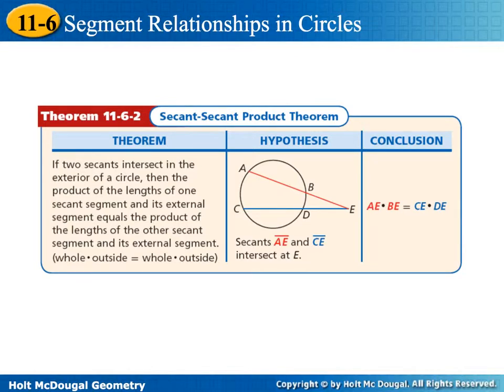So I've got AE is the whole length. I can take the entire secant segment, multiply it by the external secant segment, and set it equal to the other one times this external secant segment. And I only do that because they meet at the same point. So the theorem says, if two secants intersect in the exterior of a circle, then the product of the lengths of one secant segment and its external secant segment equals the product of the lengths of the other secant segment and its external segment. Basically, the whole times the outside equals the whole times the outside.